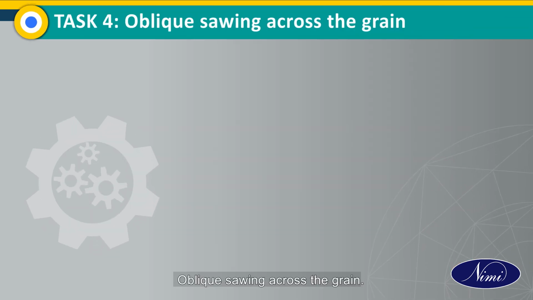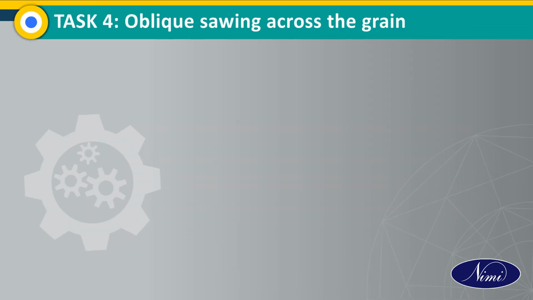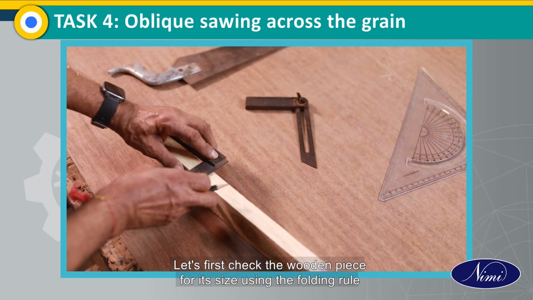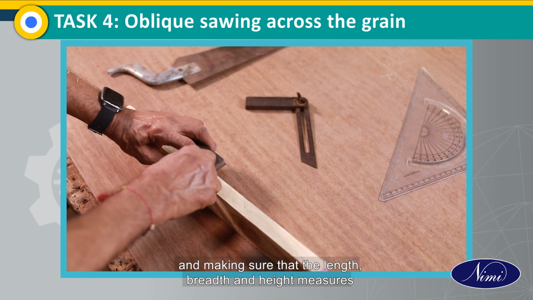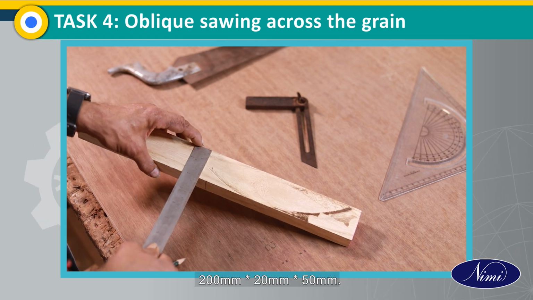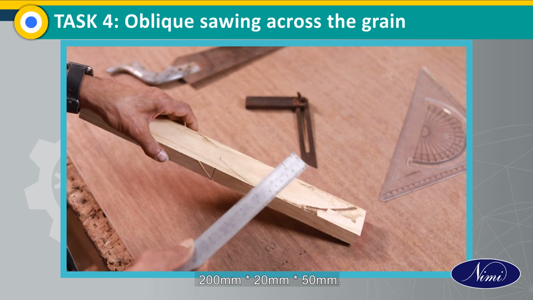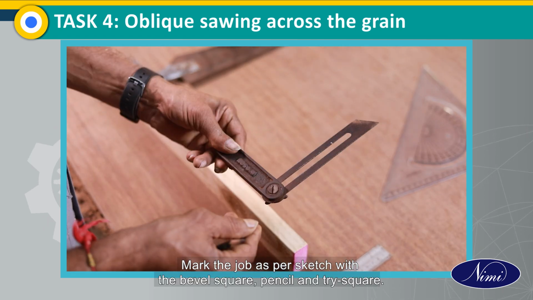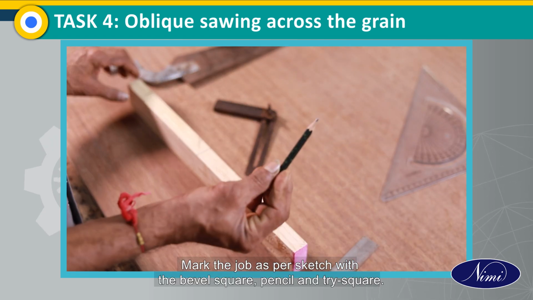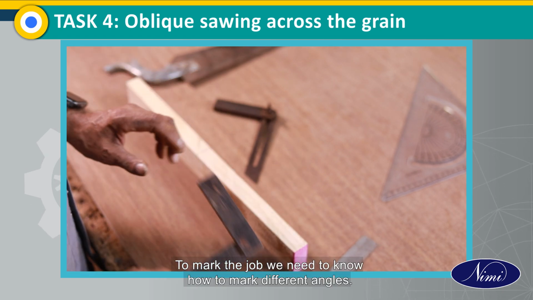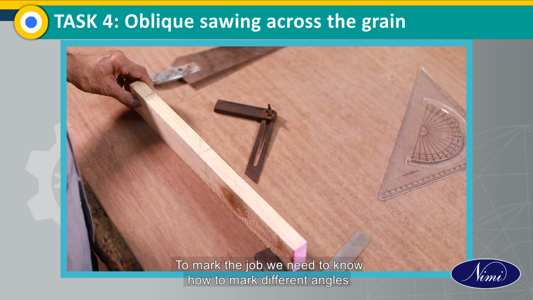Task 4. Oblique sawing across the grain. Let's first check the wooden piece for its size using the folding rule, making sure that the length, breadth and height measure 200 mm by 20 mm by 50 mm. Mark the job as per sketch with the bevel square, pencil and tri-square. To mark the job, we need to know how to mark different angles.